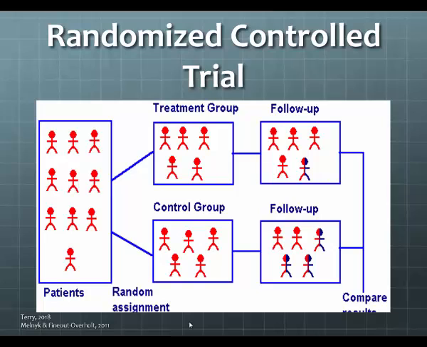So that's why this is the gold standard, because there is that random assignment, there's that treatment group, there's that control group, and then at the very end they're going to compare the results between the two. So I've included a diagram just to give you a visual of what the random control trial is going to look like.